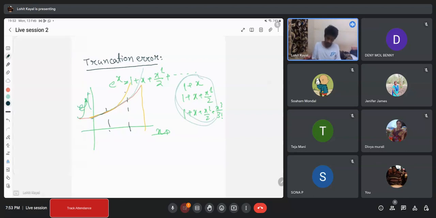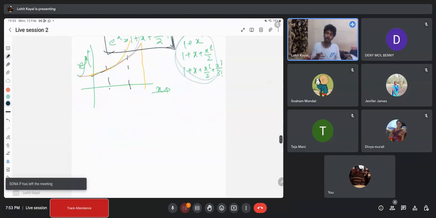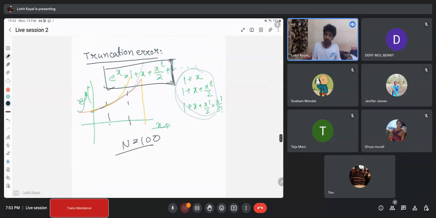So here at some point we are truncating this expression. We are giving the information to the computer that we don't go any further beyond that, because we cannot give an infinite expression to the computer. We have to stop somewhere. Suppose n equal to 100, where n is the number of elements in the summation series. I am telling the computer that up to n equal to 100 I will calculate the summation, and after that I don't need any other value.